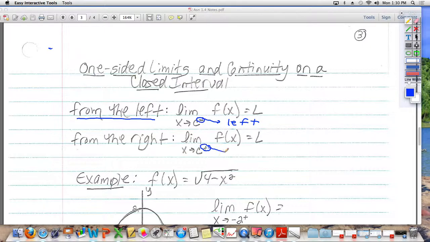This right here, positive, it says plus, so that means that you are coming in from the right. Now, the only confusing part about that is that coming in from the left, you're coming from the negative side, and you are headed in a positive direction. So that plus sign just means that you are coming in from the right. That means you start on the right and you head in. The left means you start on the left and you head in toward the point that you're trying to evaluate. Okay.